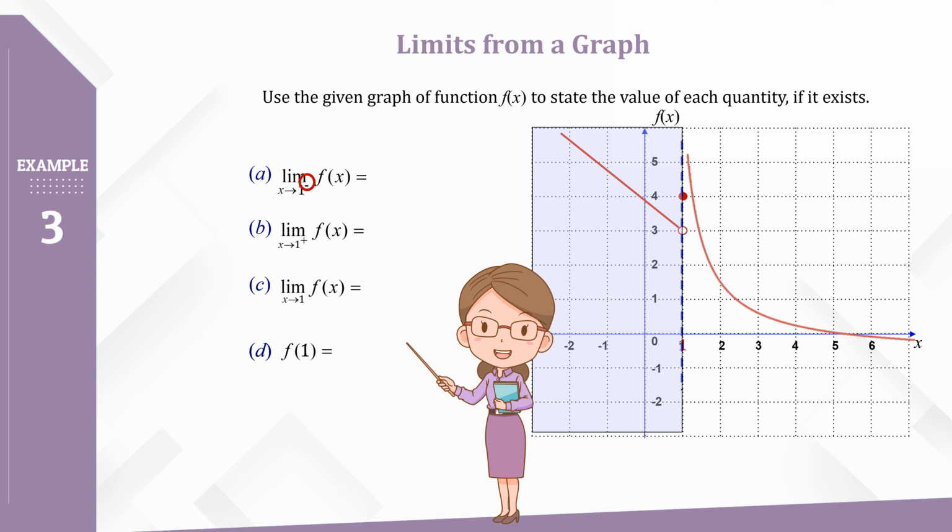In the left region, we can see the left function. We are approaching along the left function from the left side toward the line of x equals 1. We are getting closer and closer to y equals 3, even though we cannot touch this value. So the left side limit is 3.